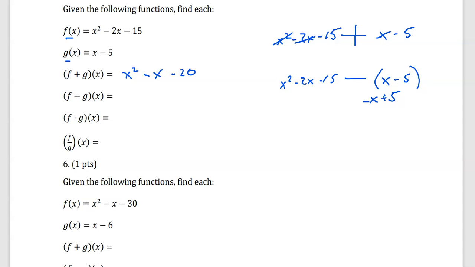Now, still, I only have 1x squared laying around, so it's still 1x squared. I minus 2x and minus another x, that becomes a minus 3x. I am subtracting 15, adding 5, so that becomes a minus 10.